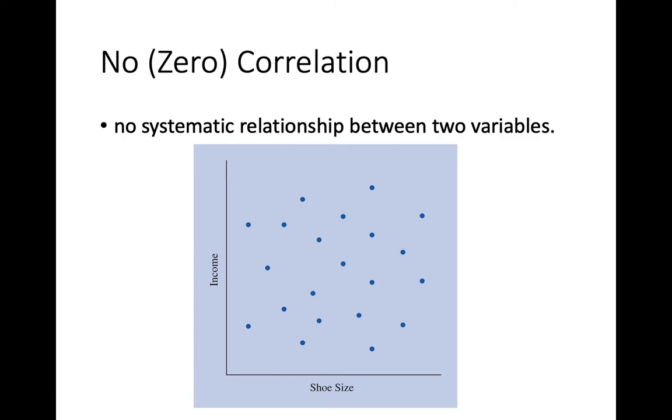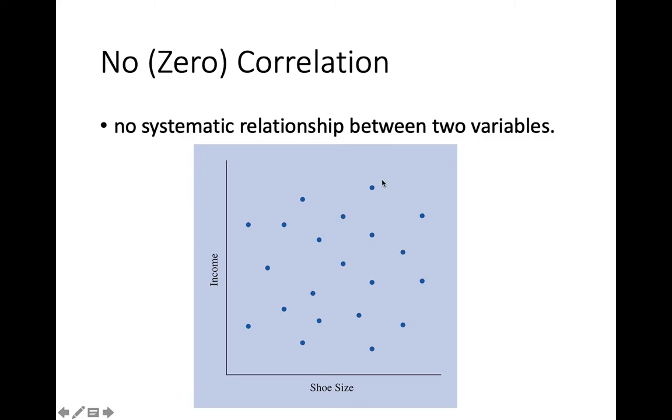With a zero correlation, or we could say no correlation, there's no systematic relationship between two variables. So here we can't deduce any pattern of highs going with highs, lows going with lows, high on one, low on the other. Basically, those are all possible.